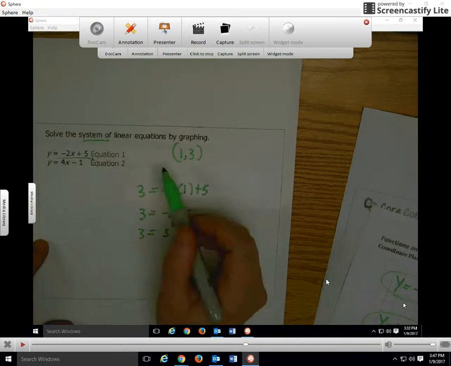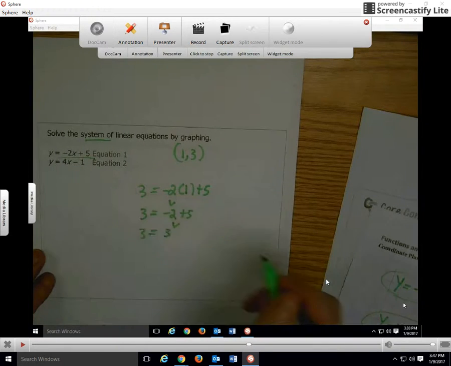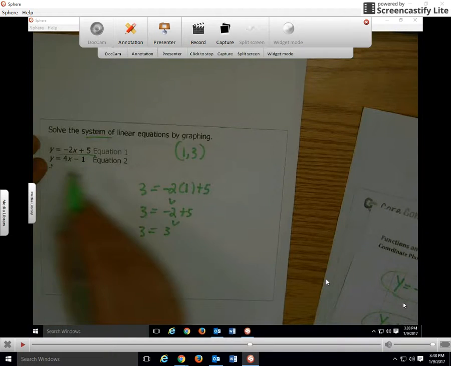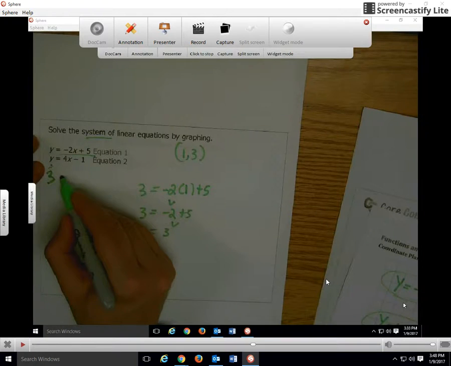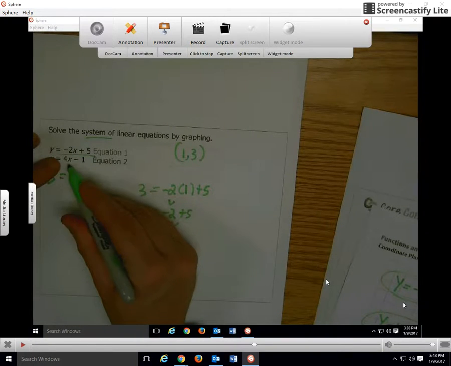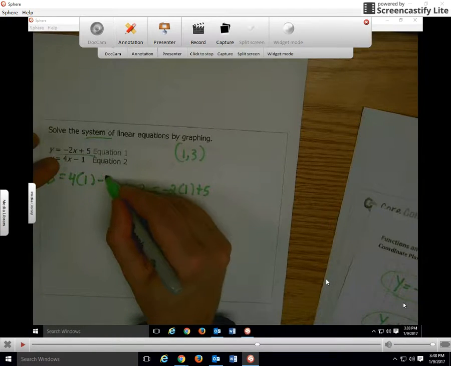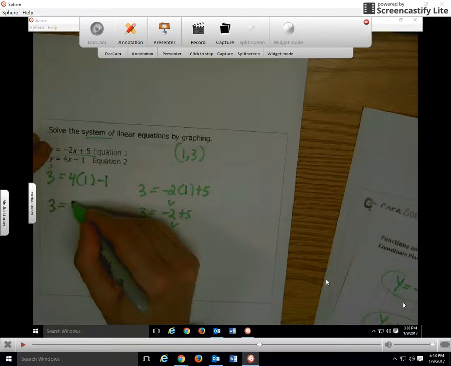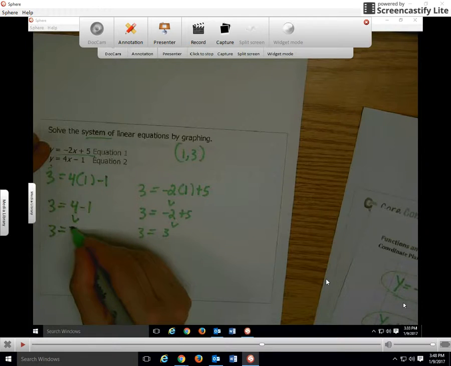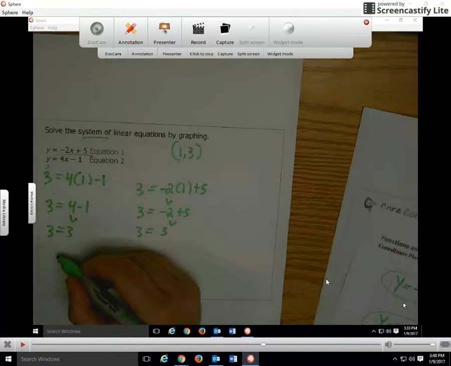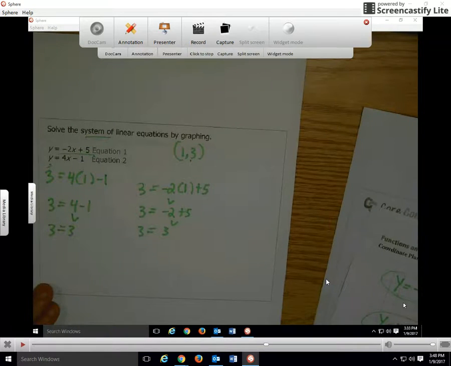Well, we have to now try it with the second equation. Let's do that real quick. So instead of a y, again, we're writing a 3. 4 for the 4. Instead of an x, we're putting a 1. 3 equals 4 minus 1. 3 equals 4, take away 1 is 3. Oh, yeah, it came out the same. 3 equals 3. So since 1 and 3 come out with both of these as a solution, we know that 1 and 3 is the solution to the system of equations.